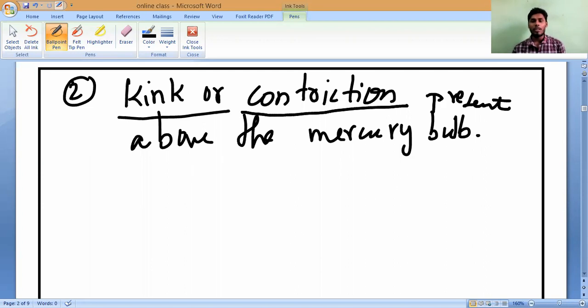whenever we remove it from the substance, the temperature immediately falls down because of atmospheric cooling. Is it yes or no? Yes, sir. So the temperature will drop very slowly here, and we can read the temperature even after removing it.